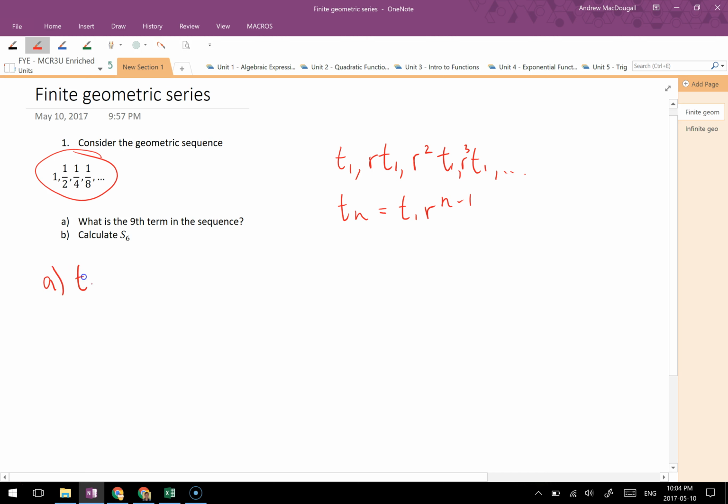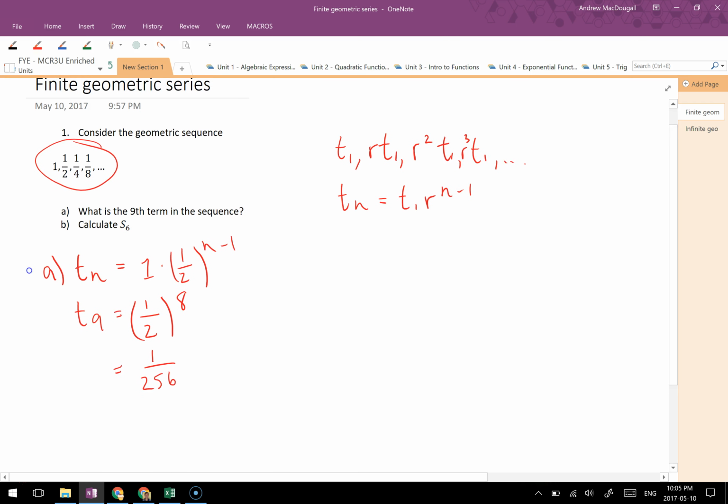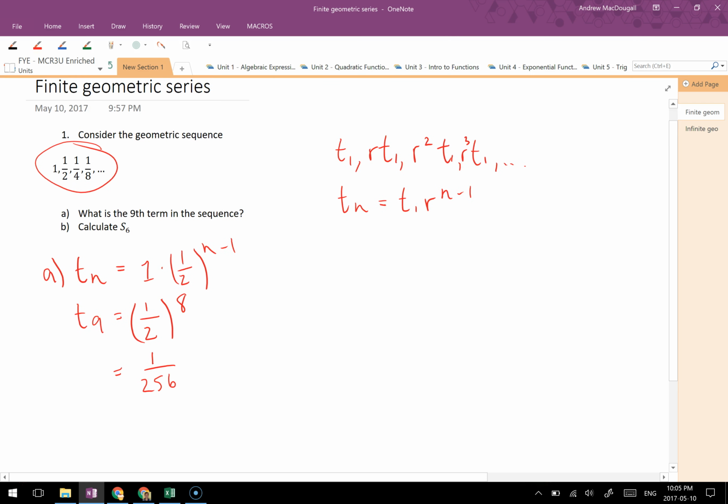They want t9. And remember here, we have t1 equal to 1, and r equal to a half. So this is our formula for the general term, and we want t9. It's 1 over 2 to the 8. Okay, 1 over 2 to the 8. 2 to the 8 is 256. So it's 1 over 256. Great. So then the next question is calculate S6.